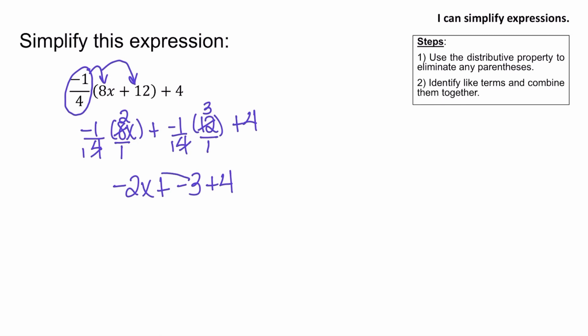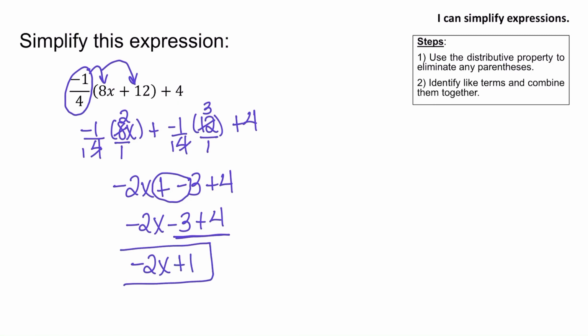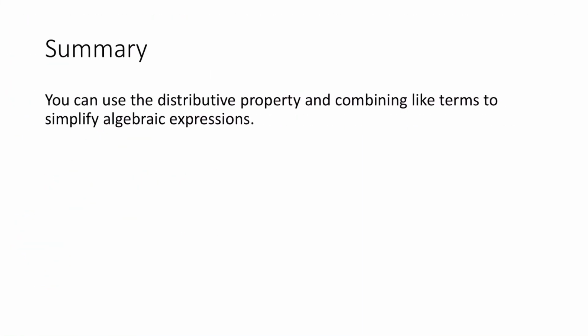So once again, I have this double sign, this plus negative. So I'm going to turn that into negative 2x minus 3 plus 4. Notice that this minus 3 and 4 are two like terms that can combine. So I'm going to combine them, so that's going to give me negative 2x plus 1, which is my simplified expression. So remember that you can use the distributive property and combining like terms to simplify algebraic expressions.